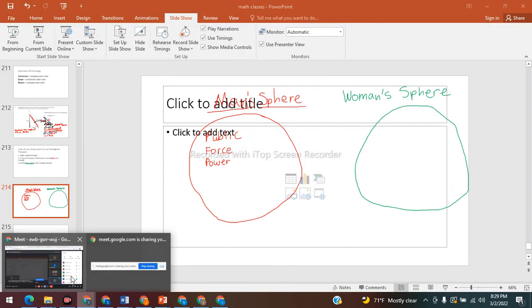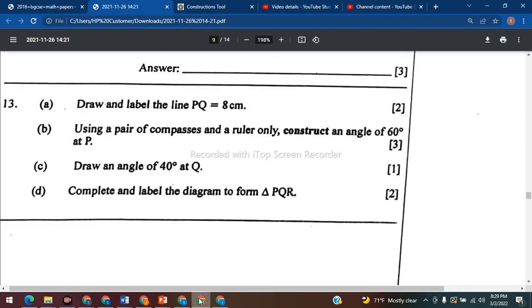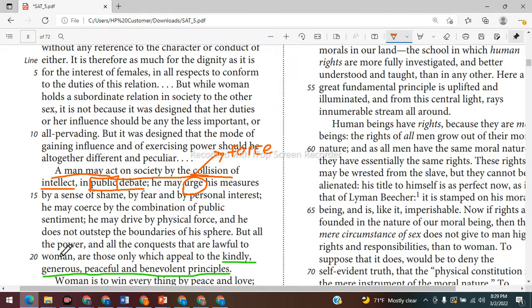Let's go back to it. What else do we have here? She says that he may act upon society. So this is him acting upon society with the collision of intellect. That means public debate. He may urge his measures by a sense of shame. So a man could act from shame. He can act from fear. He could even act on or by personal interest.